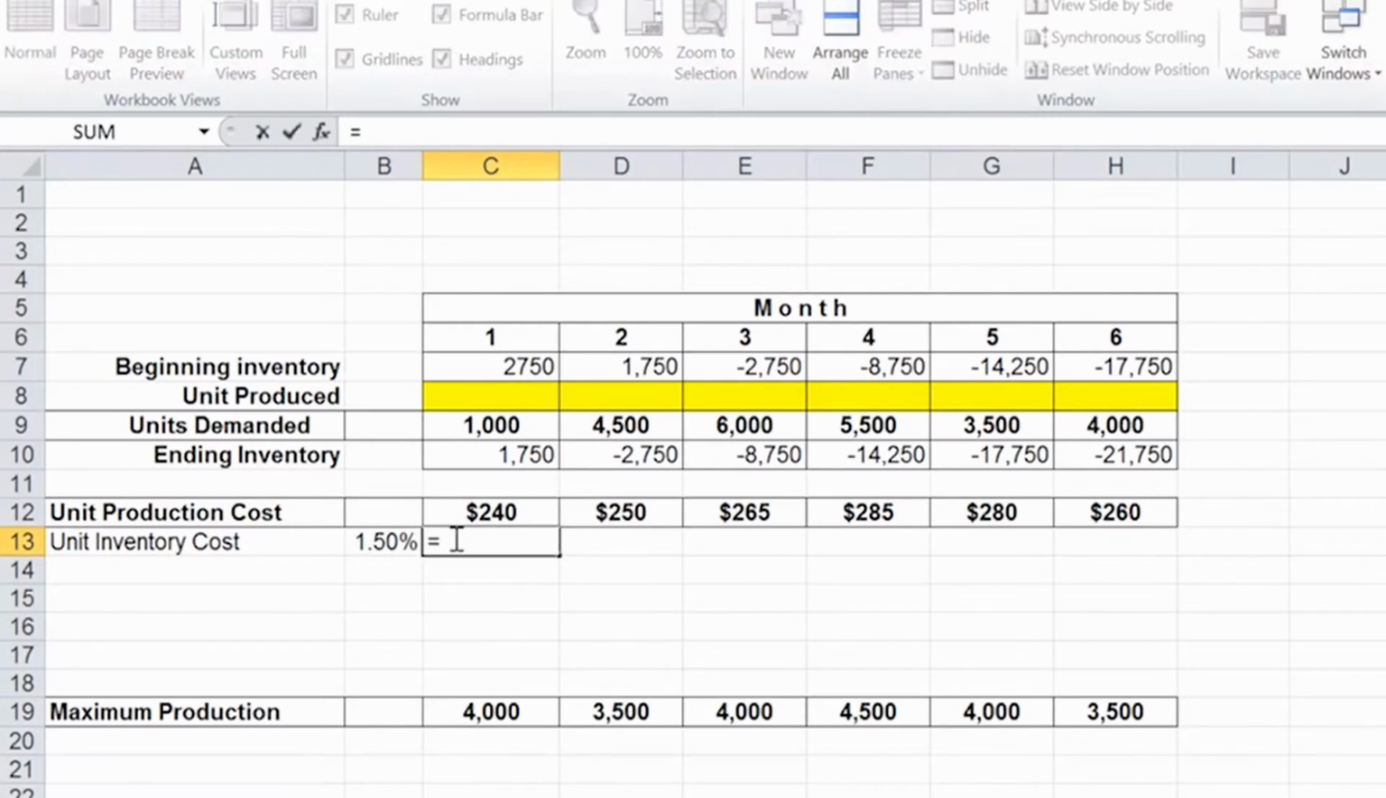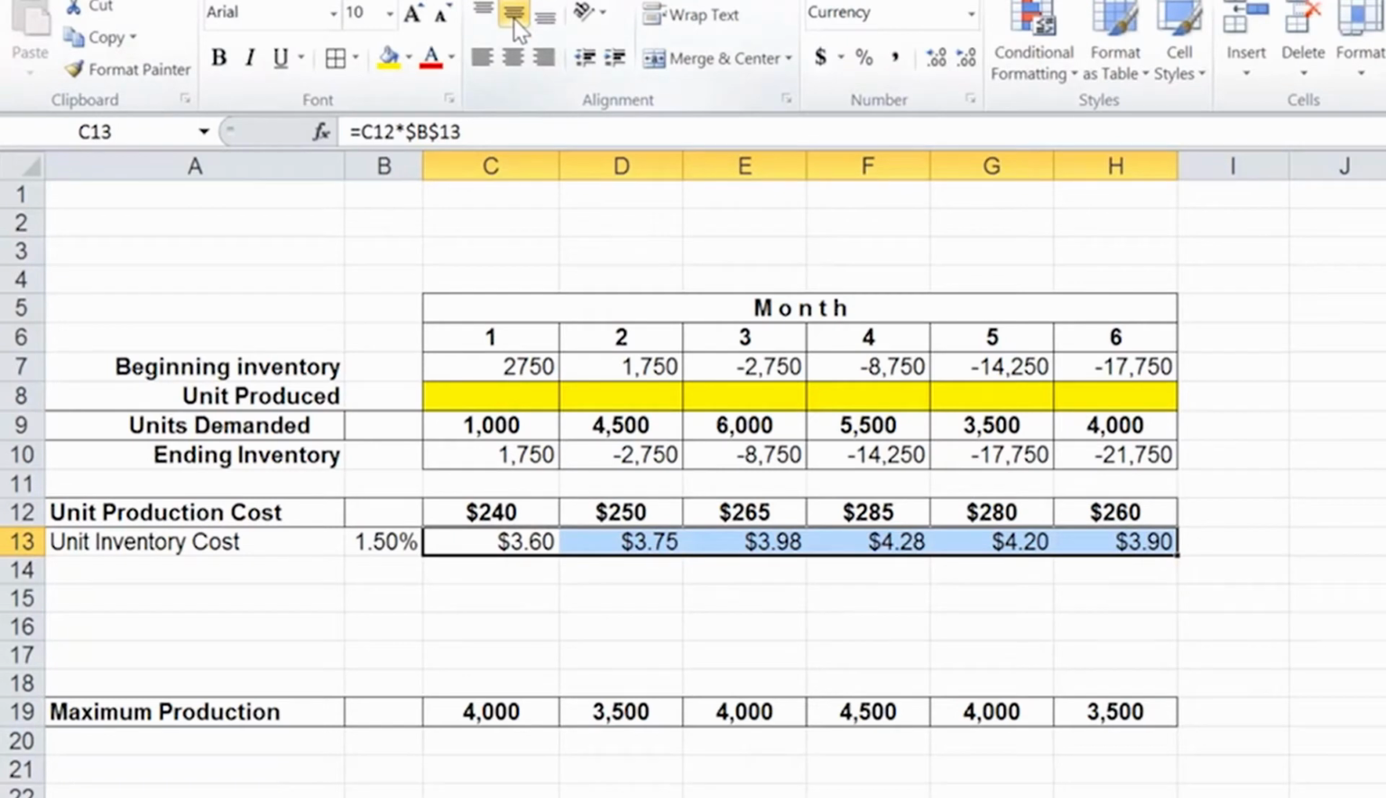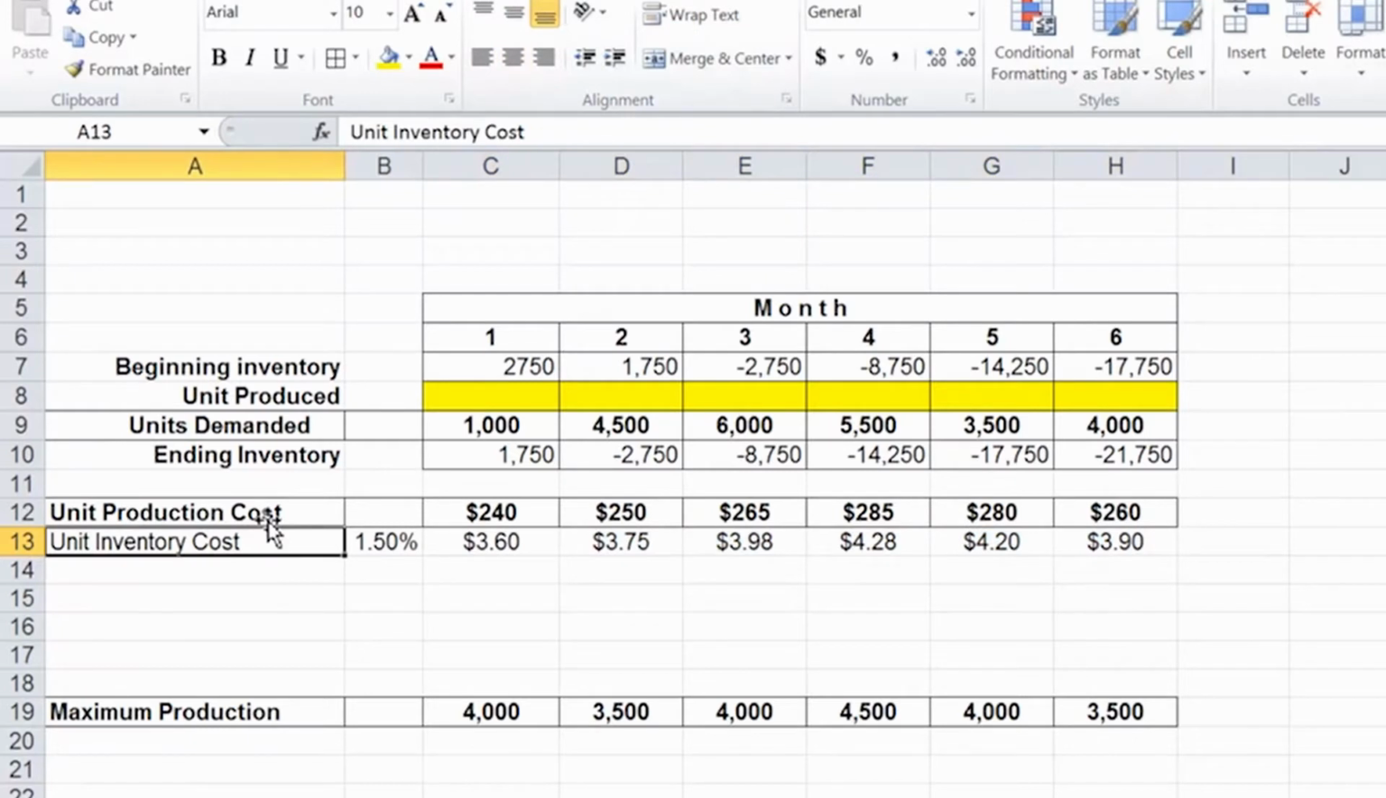Make those equal to this one times this one. And I want to fix this cell here, so I put the dollar sign. Click F4 and it will fix it. Then copy it all the way to here. With that, I got my unit production cost.